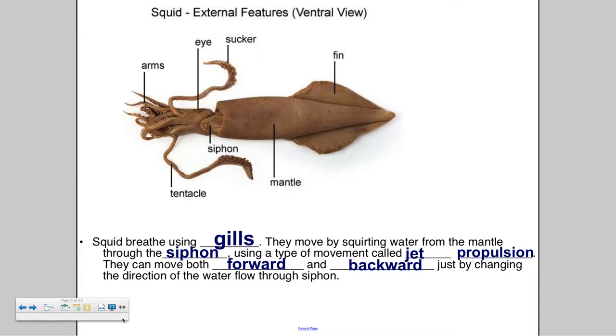Same thing like what? Yes, squid pick up senses through their tentacles as well. Yep, sensory organs.